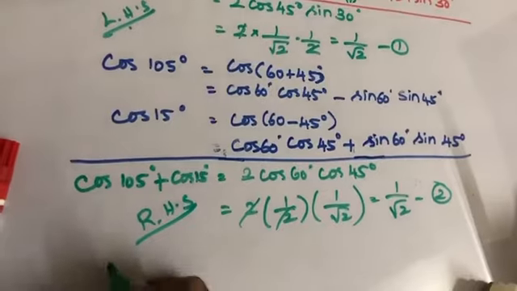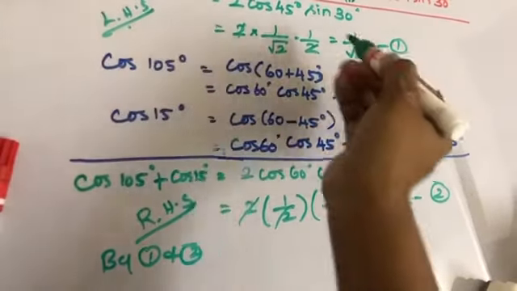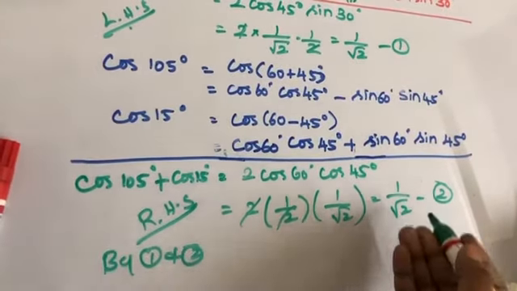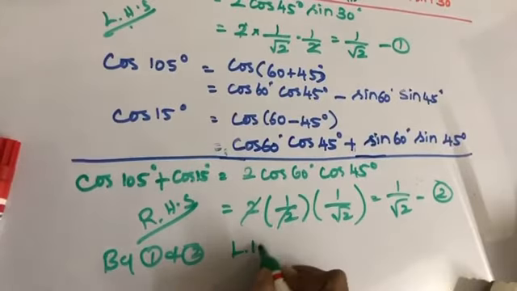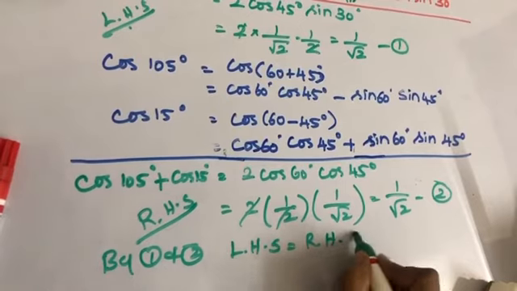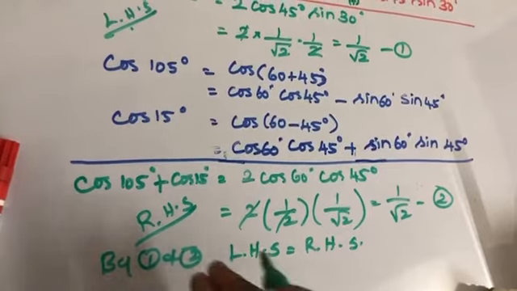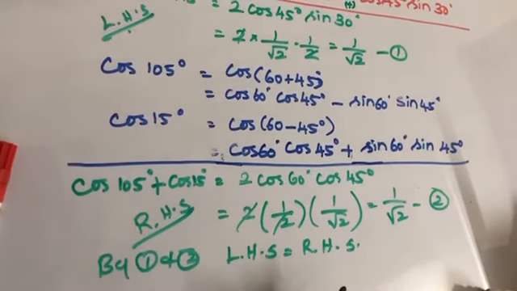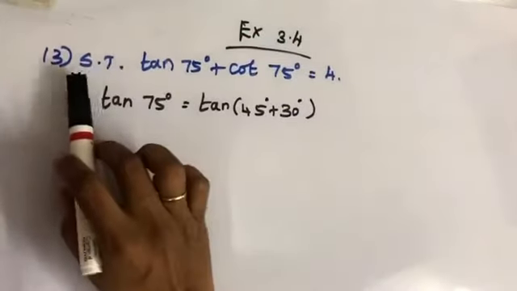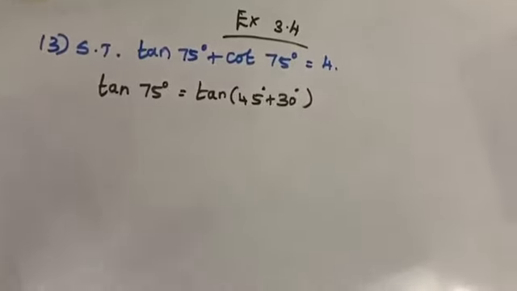So by 1 and 2, in the left hand side we get 1 by root 2. Similarly on the right hand side also we get 1 by root 2. So from 1 and 2 we had left hand side is equal to right hand side. So hence we have proved the given result as sin 75 minus sin 15 is equal to cos 105 plus cos 15. Show that tan 75 plus cot 75 is equal to 4.